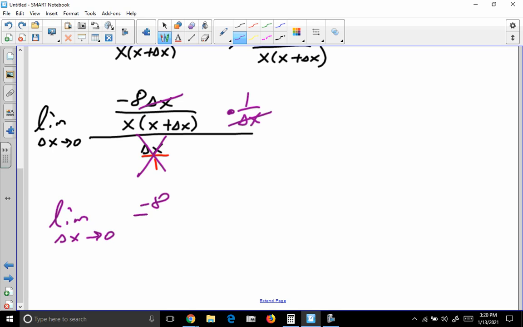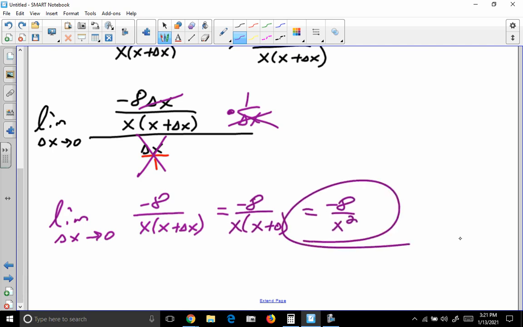Now we have a minus 8 on top, x times x plus delta x on bottom. Notice the delta x being on bottom is what made this undefined, because if we replace delta x with 0, we had a 0 on bottom. Now that that delta x on bottom is gone, if we directly substitute 0 for delta x, we get x times x plus 0 on bottom. x times x is x squared, so that's our limit: minus 8 over x squared. We let delta x go to 0. We did not let regular x go to 0, so we still have an x in our limit. We just don't have a delta x in our limit.